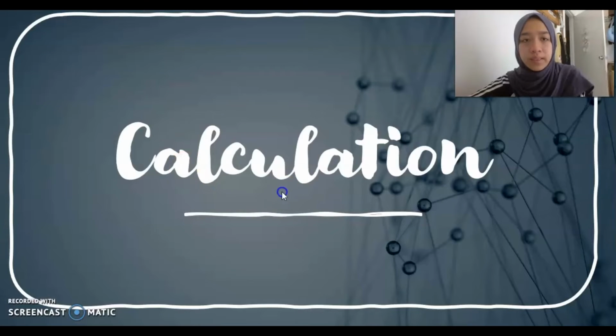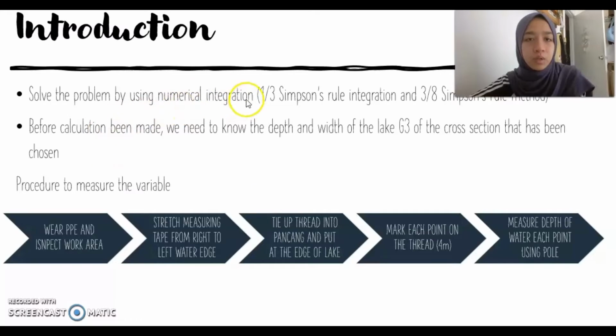For our calculation, we solve this problem using numerical integration, which is the 1/3 Simpson rule and 3/8 Simpson rule methods. Before we make the calculation, we need to know the depth and the width of Lake G3. First, we wear PPE and inspect the work area, and stretch the measuring tape from the right to the left water edge.